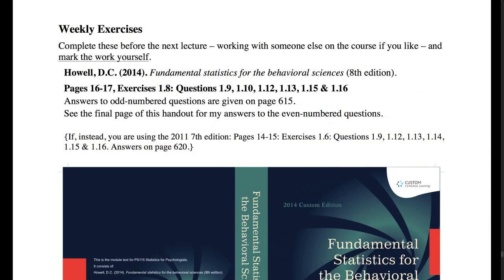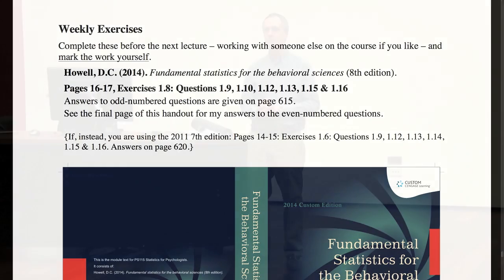And these are your weekly exercises. So these are the questions you should attempt before the next lecture. You can work with someone else if you like, and you've got answers. So the idea here is that you can mark the work yourself and check that you're on track. If you're not sure about something, or you're not sure about one of the answers you've come up with, by all means get in touch. But do make sure you've done this before the next lecture.